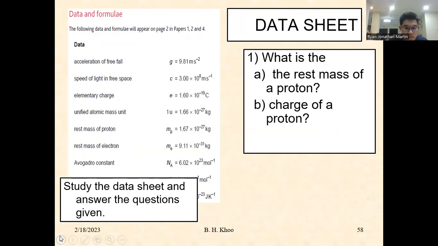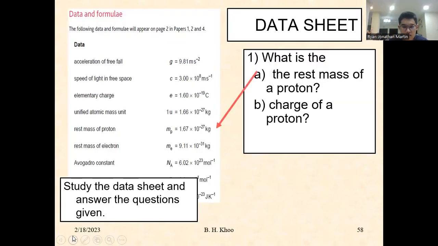What's the rest mass of a proton? Make sure you know how to find it from the data sheet. 1.67 times 10 to the power of negative 27 kilograms. This is just to make sure you know how to find it from your formula sheet. Charge of a proton? 1.60 times 10 to the power of negative 19 coulombs. The same as electron, except no negative charge.